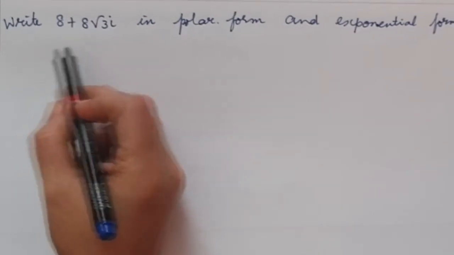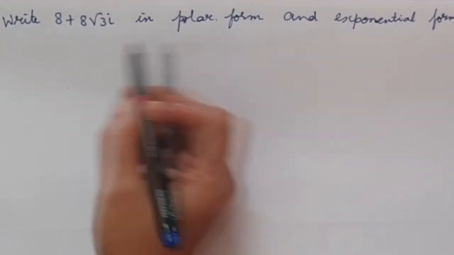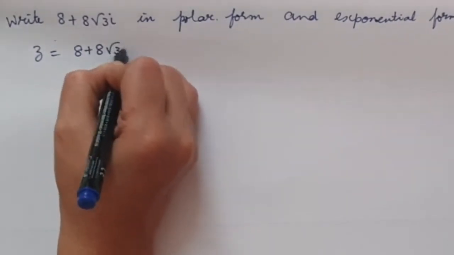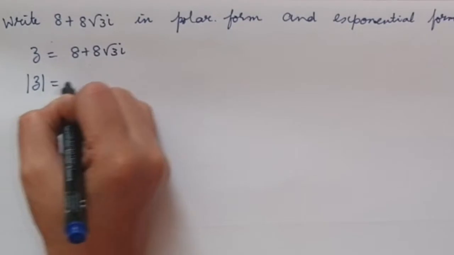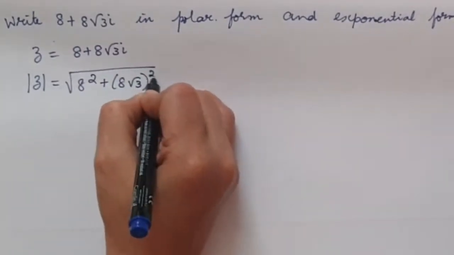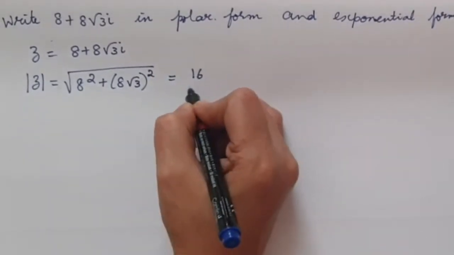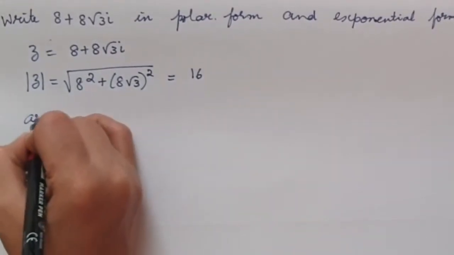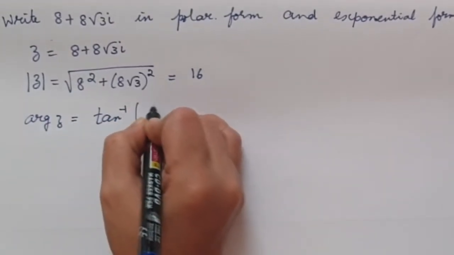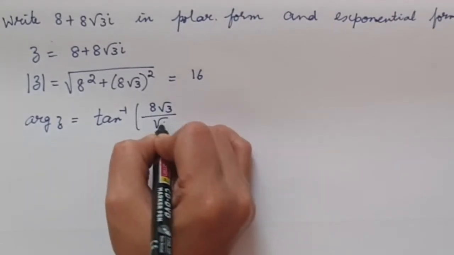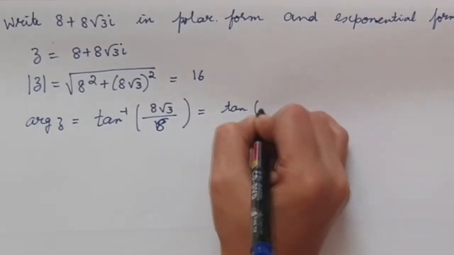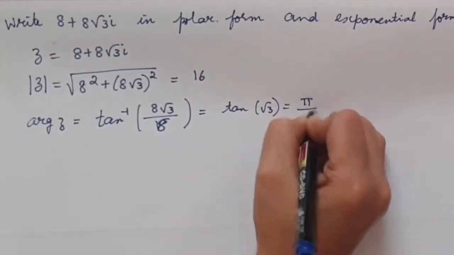The first question: write 8 plus 8 root 3i in polar form and exponential form. We are given z equal to 8 plus 8 root 3i. So the magnitude of z will be equal to the square root of 8 squared plus 8 root 3 the whole squared. When we use the calculator and simplify, it gives us 16. In the same way, the argument of z will be equal to tan inverse of y over x, that is 8 root 3 over 8, so it will be tan inverse of root 3, which is equal to pi over 3.